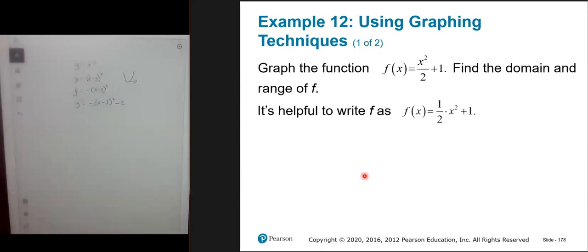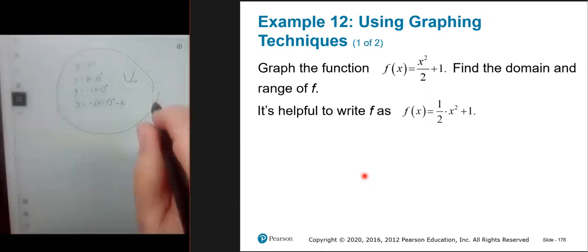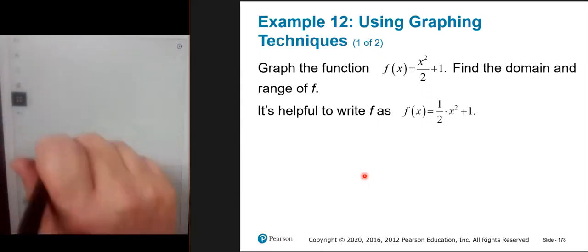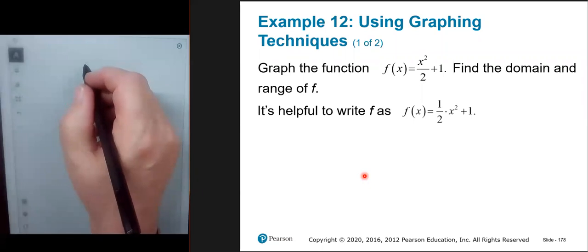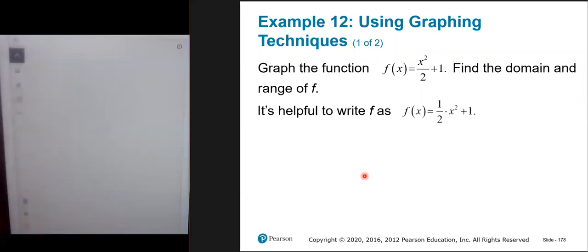So the 1/2 and the plus 1 are changes after f of x. Those are changes in the y values. I'm not changing my x values. I'm only changing my y values. So since for x squared the domain is all real numbers, the domain here doesn't change. It's going to be all real numbers. Now, what happens is we take half of each of the y values and then add 1 to it.